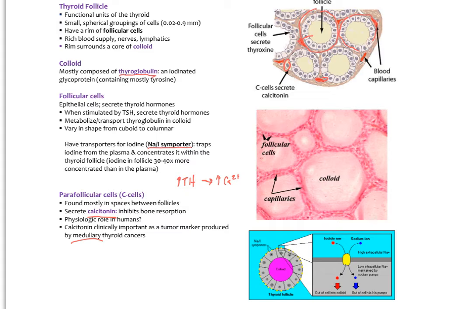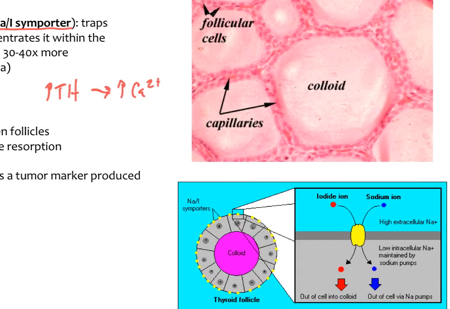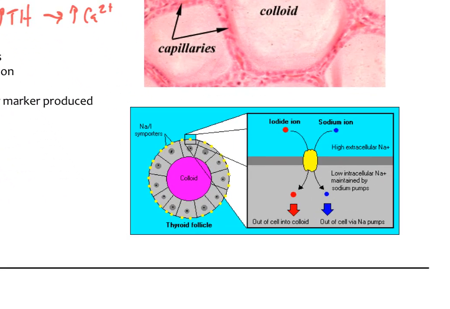Here's a little blow up of the sodium iodide symporters. Again, they're found on the outside surface of the follicular cells, and they're going to basically bring in an iodide ion, that is I minus, together with a sodium ion, both together, and then that will basically maintain the intracellular concentration of the iodine. That iodine will then move into the colloid, where it's then attached to the thyroglobulin and the tyrosine that's in there. And the sodium will be pumped out of the cell via sodium pumps. So that's how we maintain the gradient there. So that's the sodium iodide symporter.